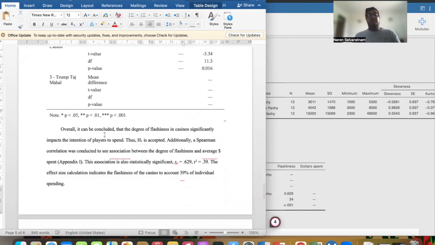Overall, it can be concluded that the degree of flashiness in casinos significantly impacts the intention of players to spend, or clients to spend, customers to spend. Thus, hypothesis 1 is accepted.